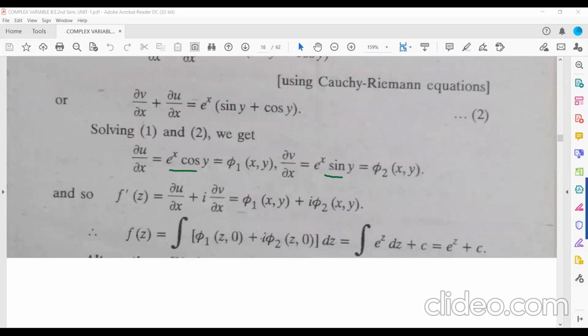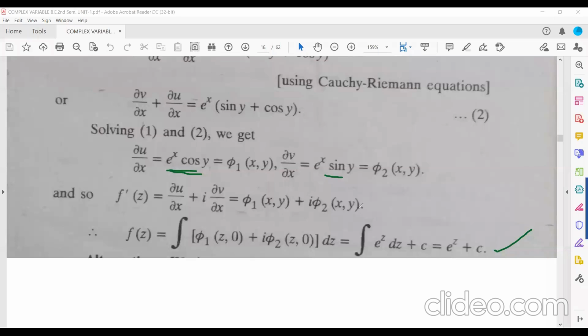So phi 1 z0 plus i phi 2 z0 means, in place of x you put z, and in place of y you put 0. So e to the power z cos 0, cos 0 is 1, gives e to the power z, plus i e to the power z sin 0, and sin 0 is 0. So you are getting only e to the power z. So integration of e to the power z dz plus a constant of integration is e to the power z plus c. This is the required analytic function.